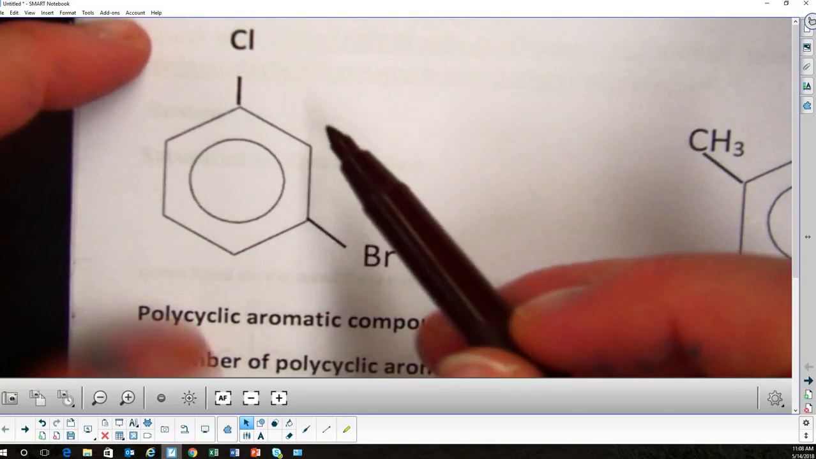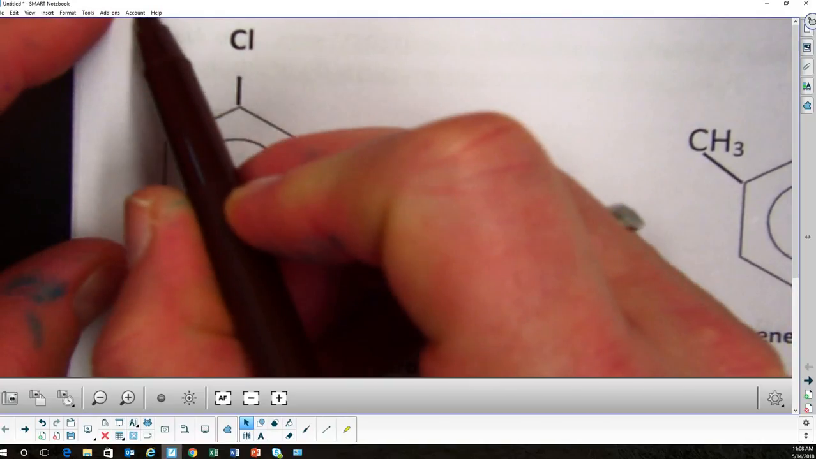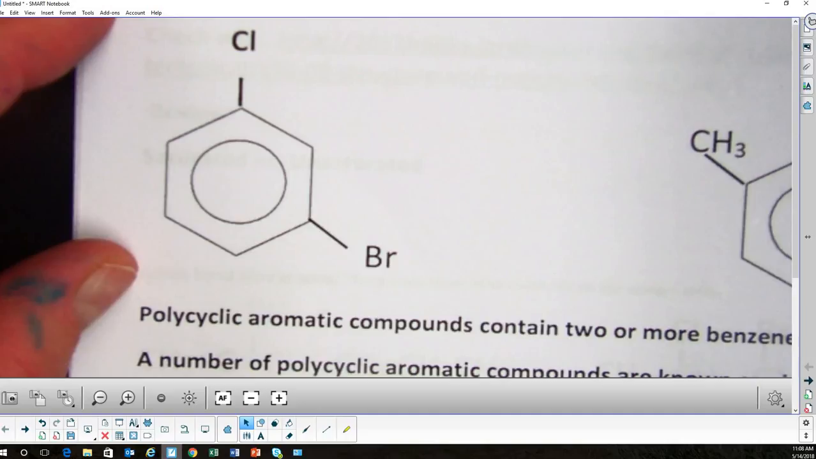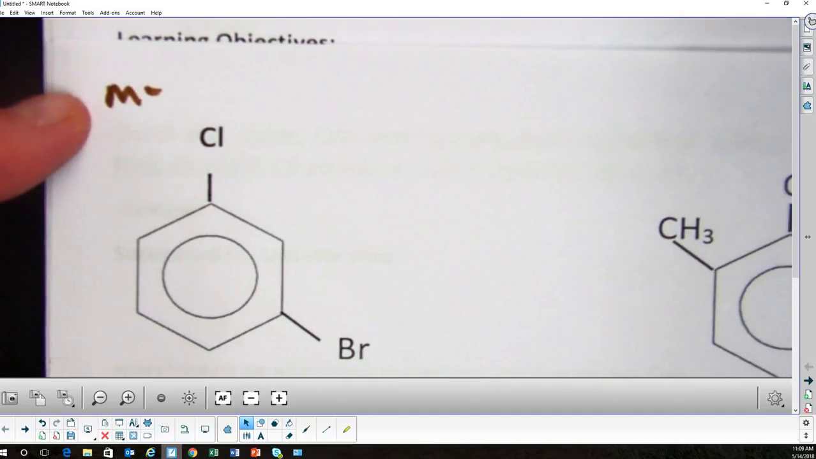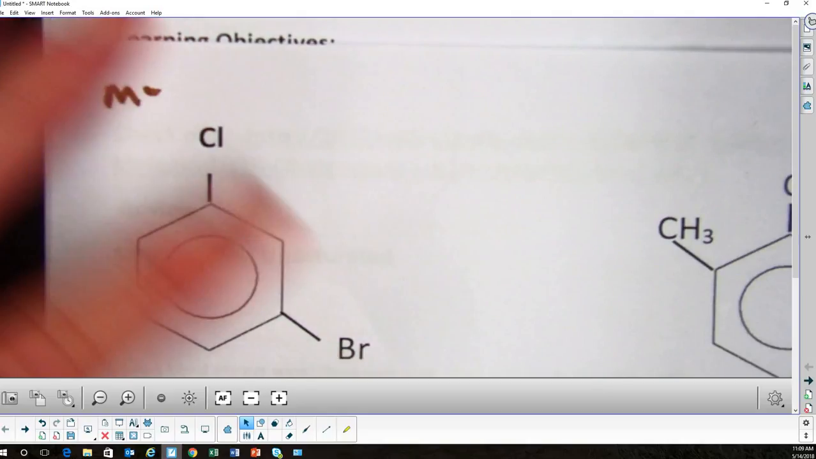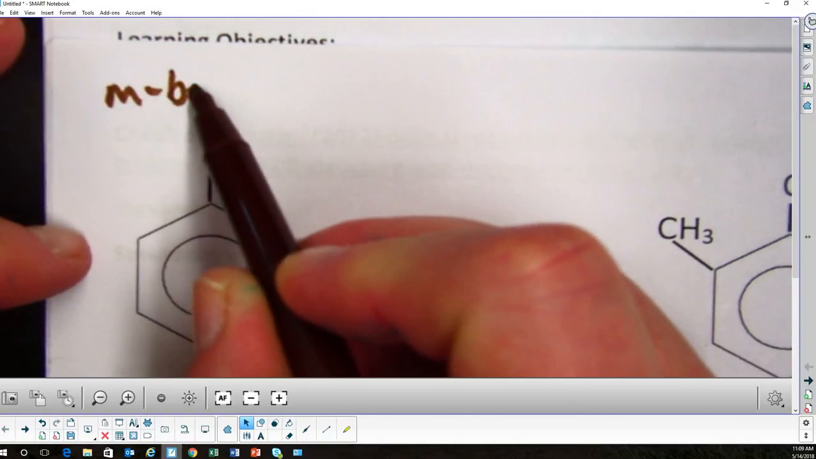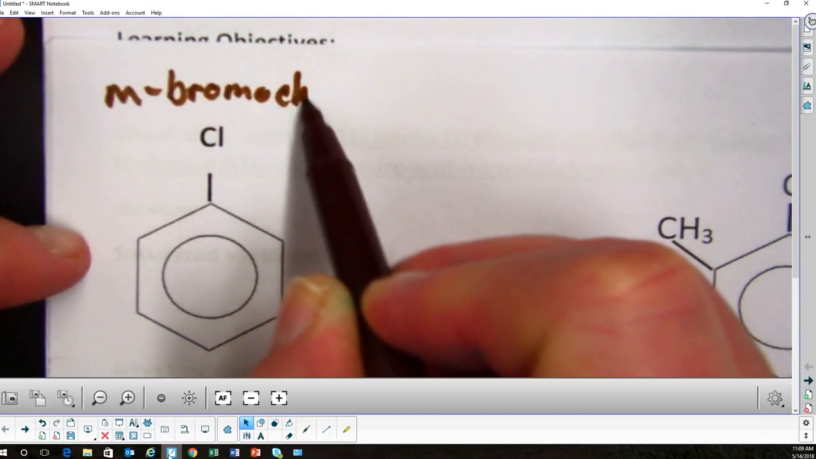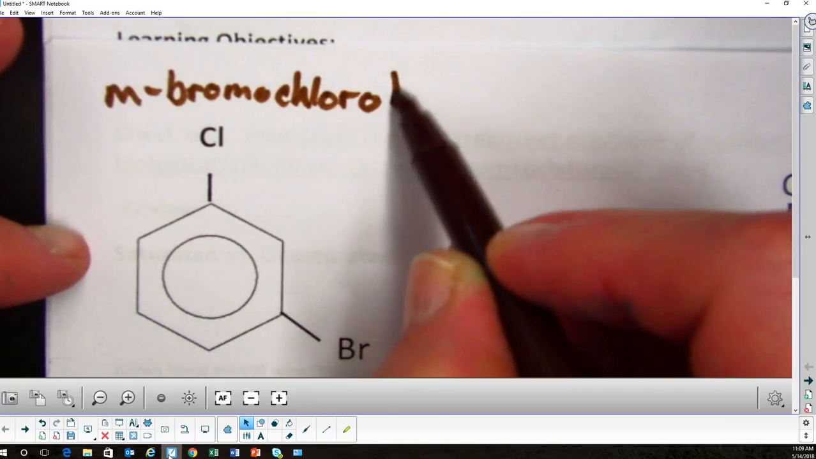Okay, so this is a meta, right? Because it's one between. So I just met you, so that is going to be an M. What am I going to say after that? Too high. There we go. So what's attached to it? Chlorine and bromine. Which one's going first? Bromine. So bromo, chloro. And what was this thing called? Benzene. Good.